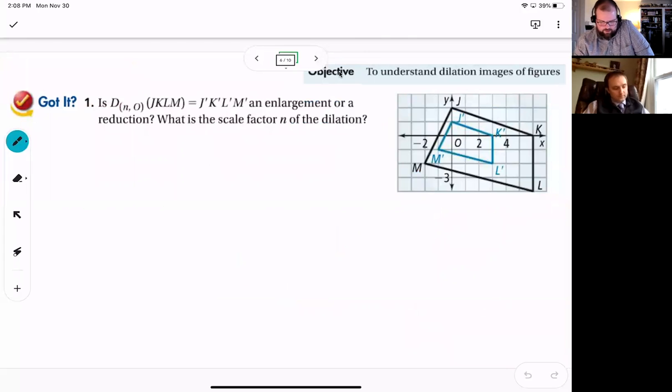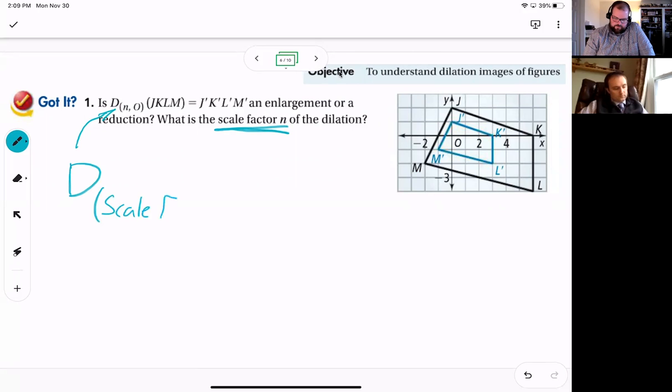All right. Oh, there's some notation here. What does that mean? We've got it. The D, I bet stands for dilation. I bet it does too. N, well, we're given scale factor N here. So would it be fair that a general form for this would be scale factor?